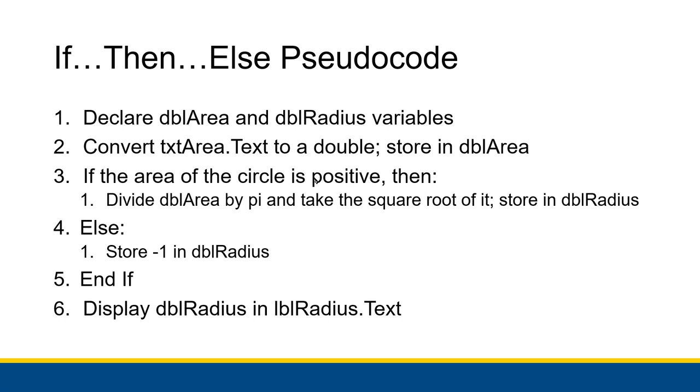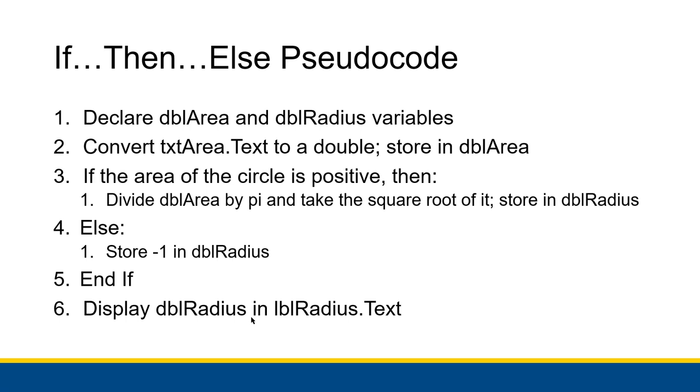So what we have to do instead is we jump down to the else and we give the user the error by storing negative one in double radius. When we store negative one in double radius, then we go to the end if and display negative one to the user. So no matter what, we're displaying something to the user, and that something is contained in double radius.